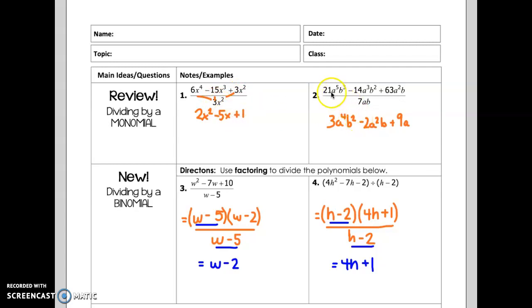Okay, same thing for number 2. Divide each of those terms by 7ab. I'll let you go through and double check my math. Make sure that you agree. If you don't, let me know what questions you have.